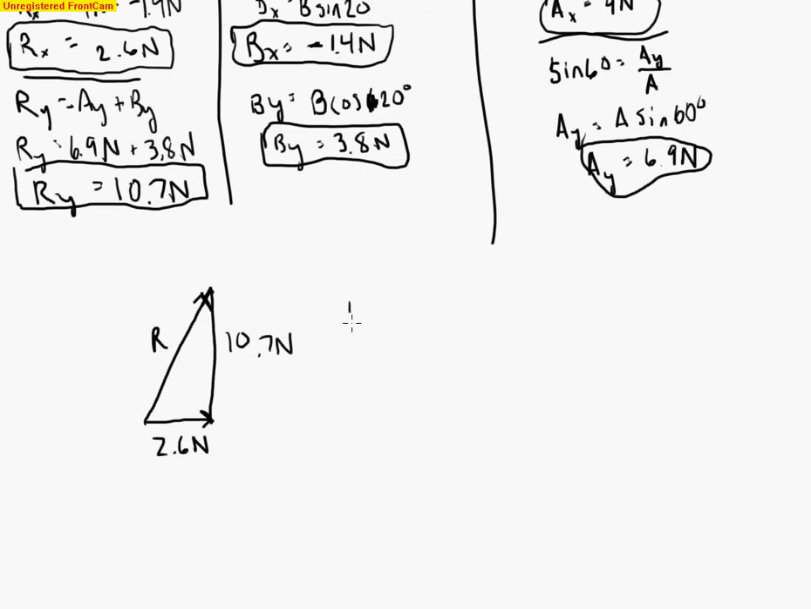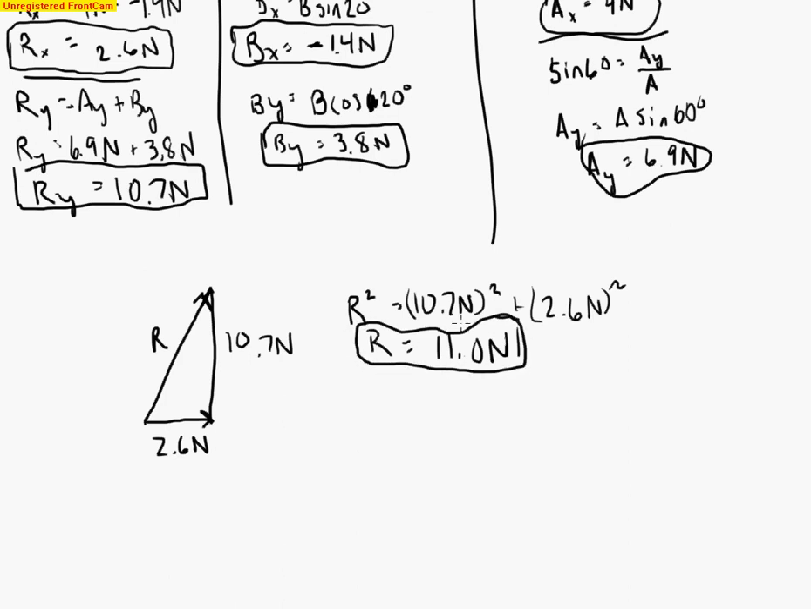So then we can use the Pythagorean theorem. R squared equals 10.7 newtons squared plus 2.6 newtons squared. And R works out to be 11.0 newtons. So that's the magnitude of our resultant.